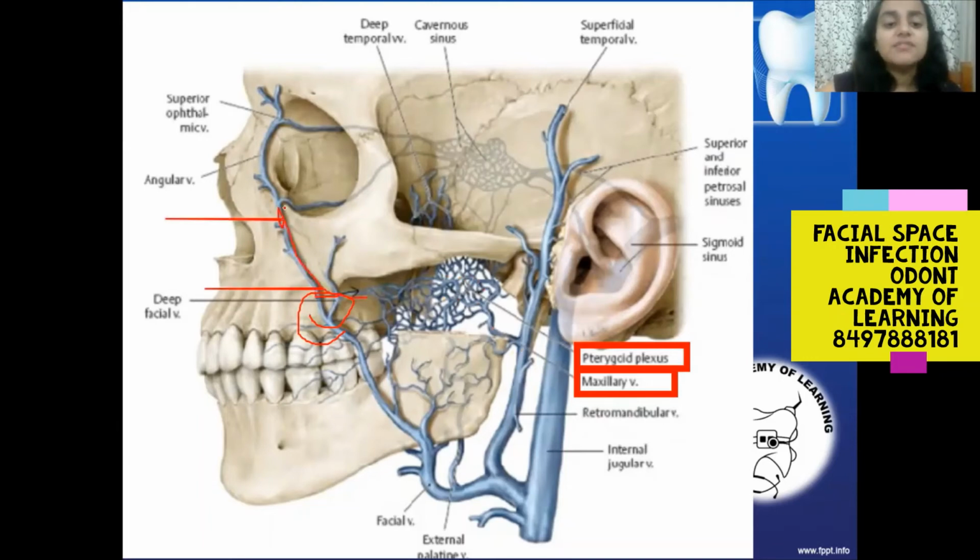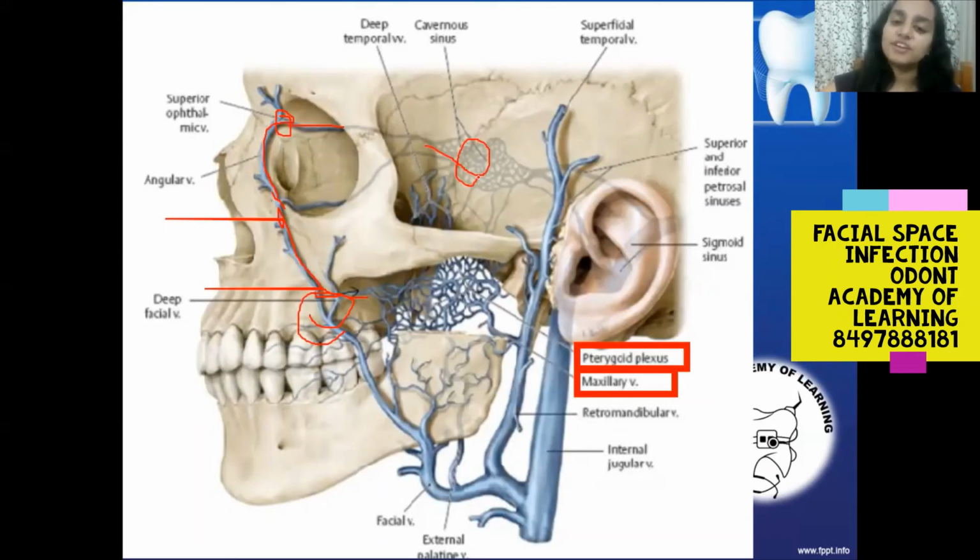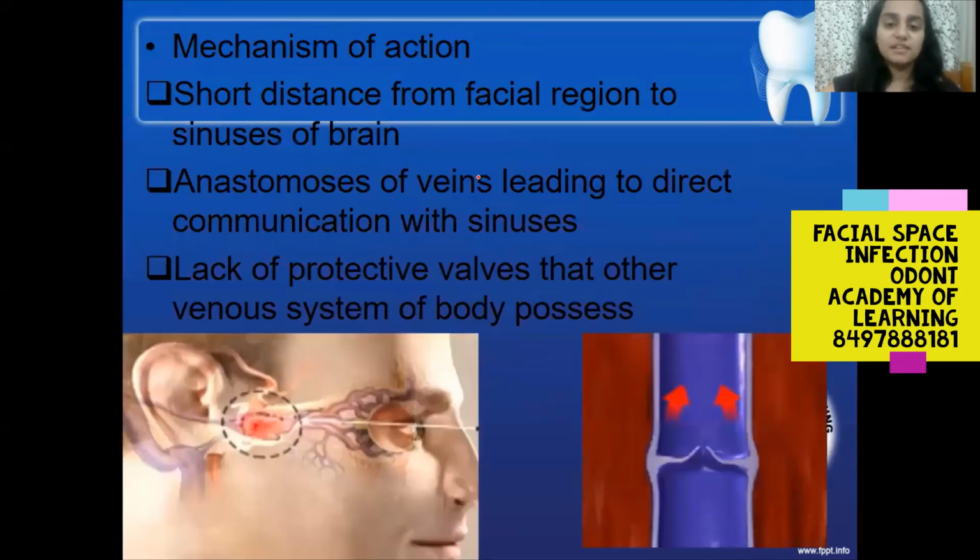Okay, this inferior ophthalmic vein will again go superiorly via the superior orbital fissure. It will enter and then cause the infection in the cavernous sinus. Okay, so these are the two routes, external and internal route, through which the infection spreads into the cavernous sinus from the maxilla. Now, how does this happen?